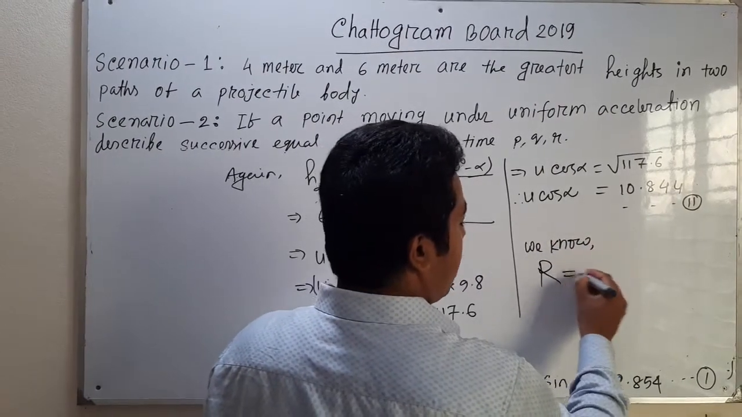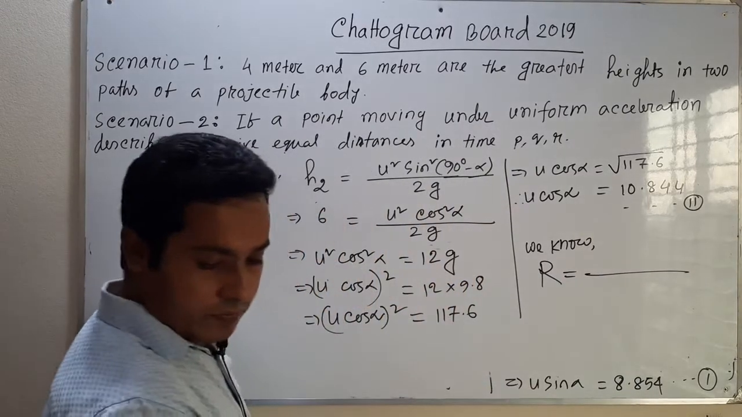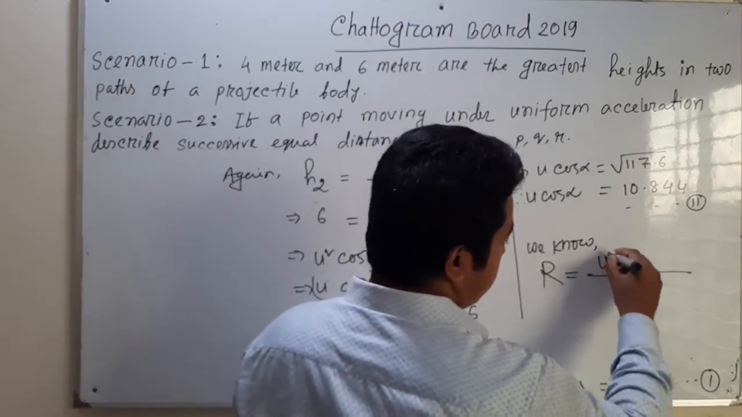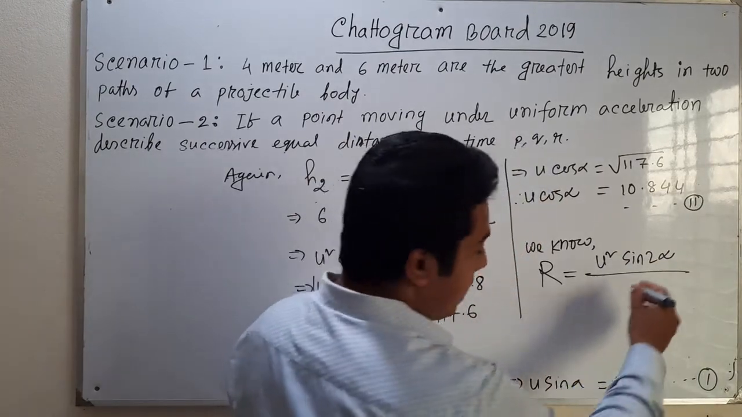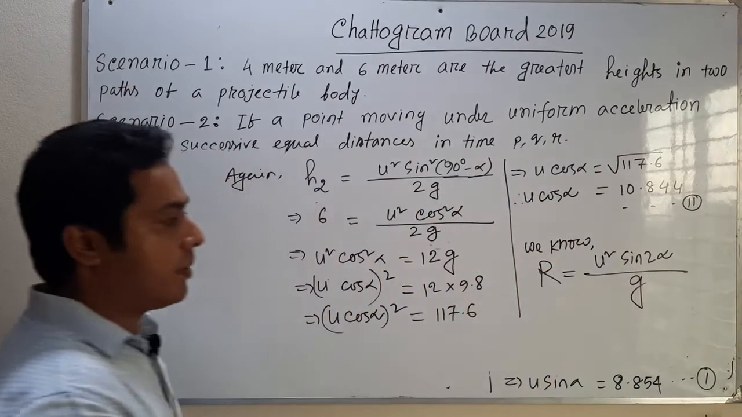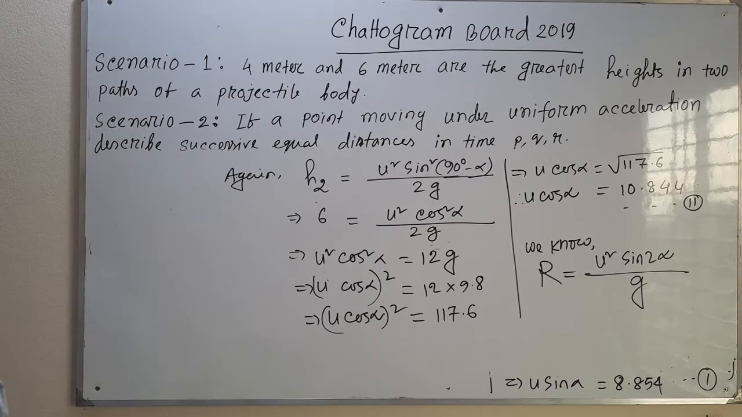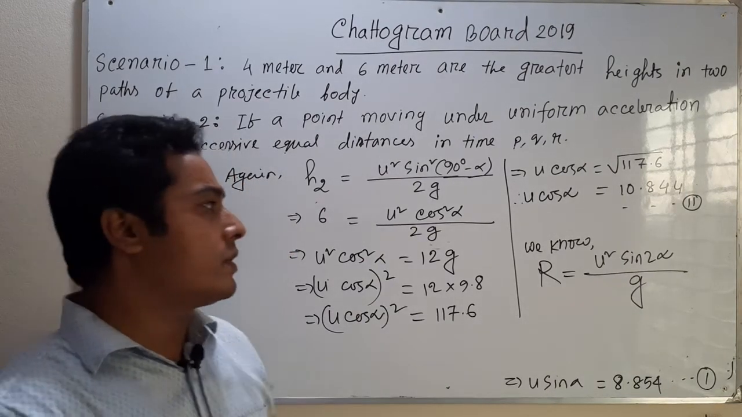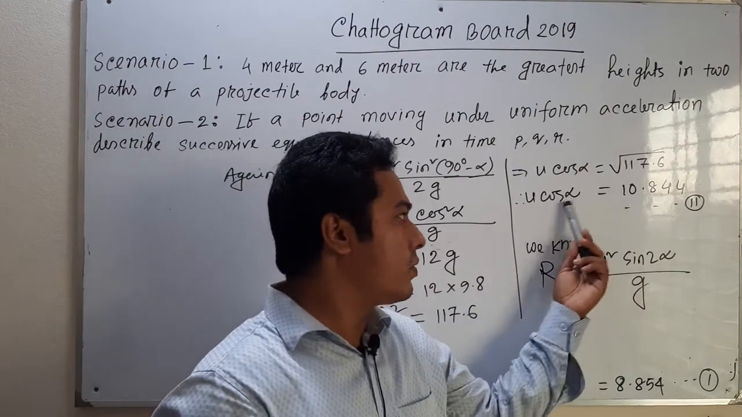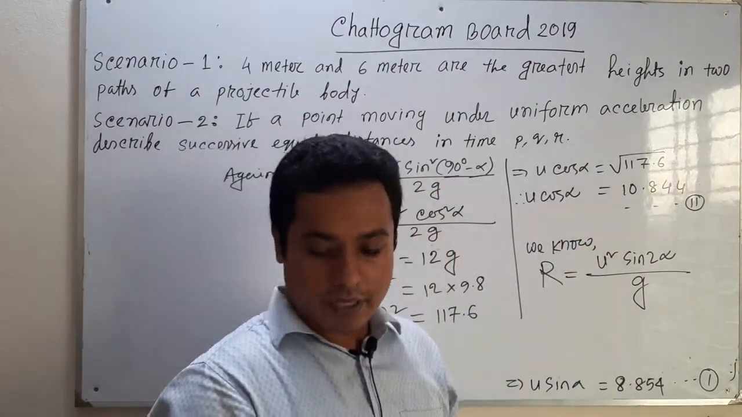is denoted by R is equal to u square sine 2 alpha divided by g. This is our formula for horizontal range. Now we have to use these two values, u cos alpha and u sin alpha.